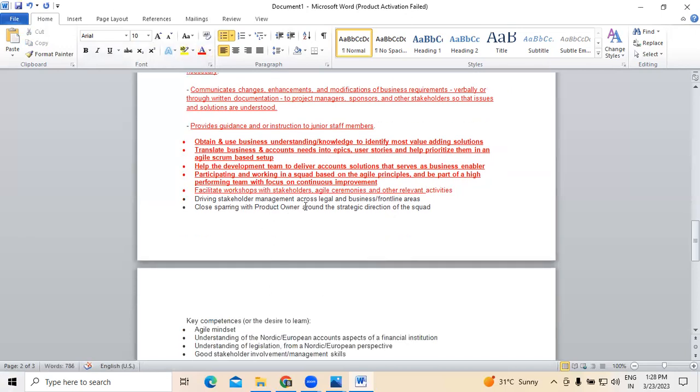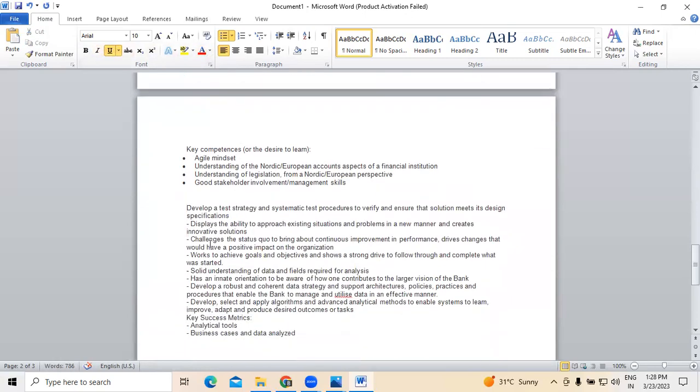Next, driving stakeholder management across legal and business frontline areas, which is a common thing. Next, sparring with the product owner on strategy. So this is also something common, especially in reference to the agile environment I'm talking about. Next, key competencies, something like agile mindset. You have to inculcate a mindset of agile. So being a business analyst, that is something essentially required. If you are working with an agile mindset, this is what generally you must have.